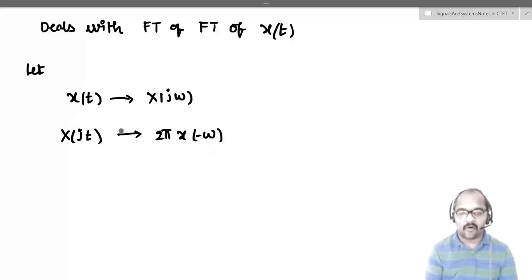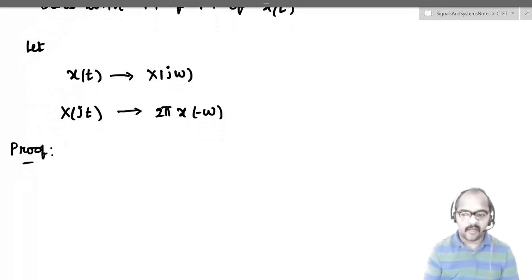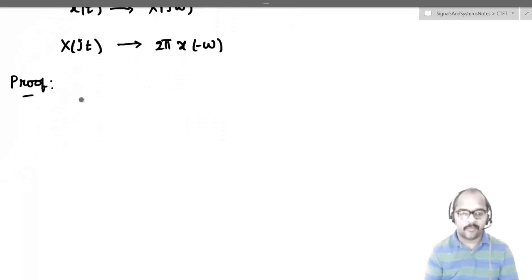The Fourier transform of a signal will be closely related to x of t. Means in x of t, you replace t with minus omega, you get the Fourier transform of X of jt. Okay, so let us prove this result first and then take multiple examples. So how do we prove that?